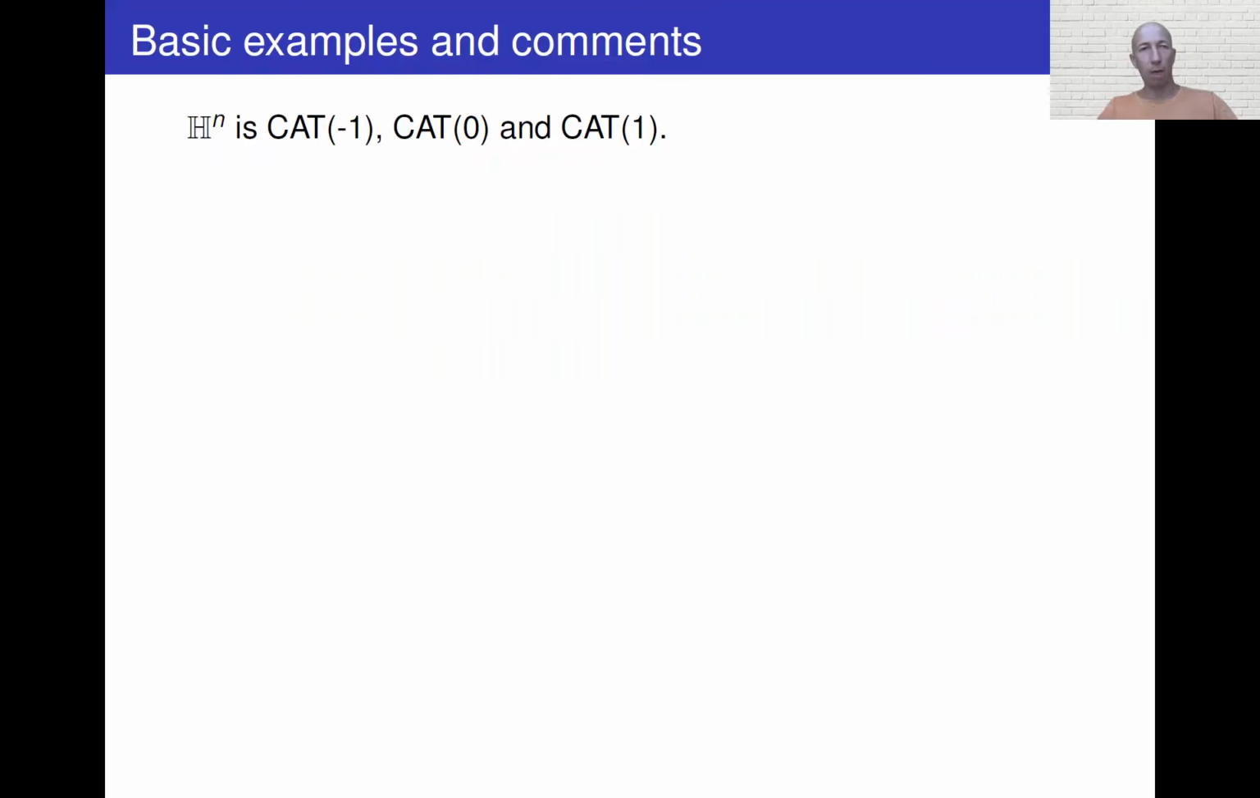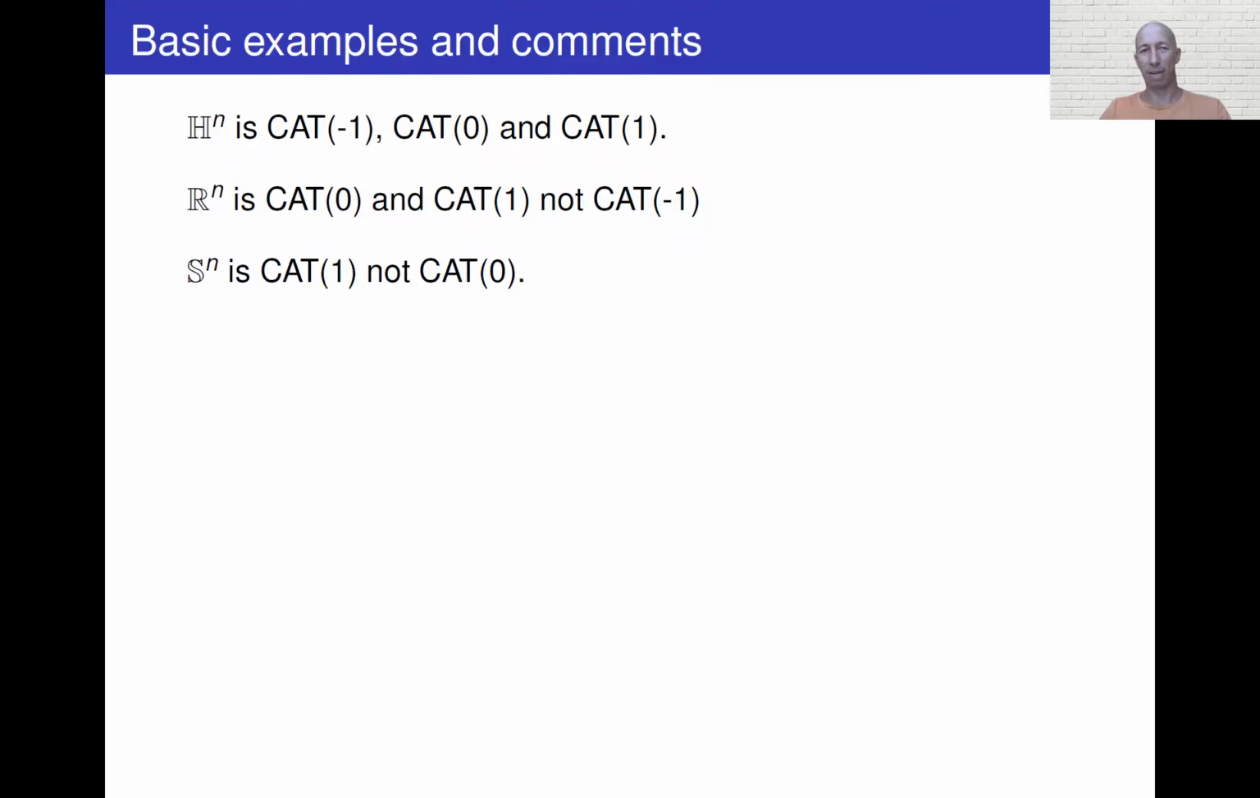Yeah. So very basic examples and very basic comments. We will see much more examples later today. The most basic examples are the three spaces of constant curvature: curvature minus one, curvature one, and curvature zero. The hyperbolic space is CAT(-1) and CAT(0), and CAT(1). The Euclidean space is CAT(0), so it has curvature zero. It is also CAT(1), but not CAT(-1). And finally, the sphere is CAT(1) and not CAT(0), not CAT(-1).